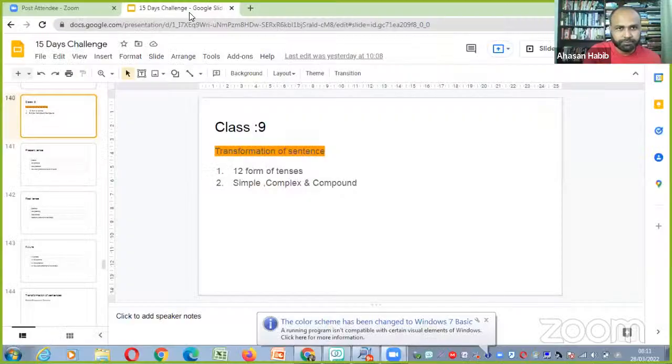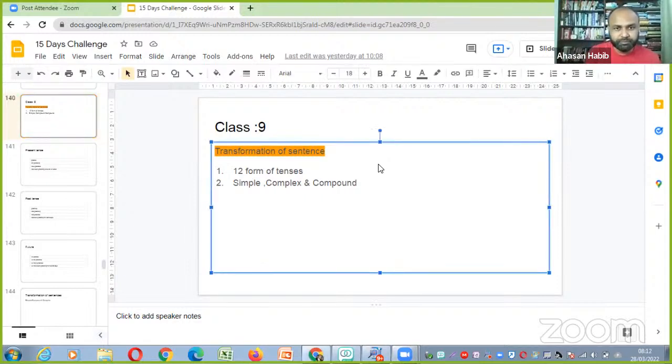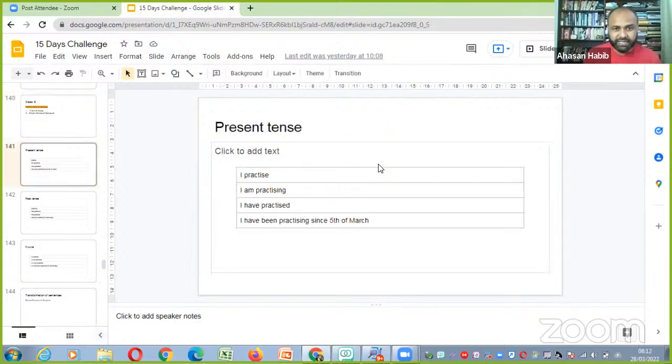Type in the chat box very quickly. Right, so can you please write in the chat box 4 different sorts of sentences, because in this class we're going to practice a lot about the variation of sentences, right? So please type in the chat box 4 types of sentences using the present form. For example, I practice, I'm practicing, I have practiced, I have been practicing since or for 10 days, right?